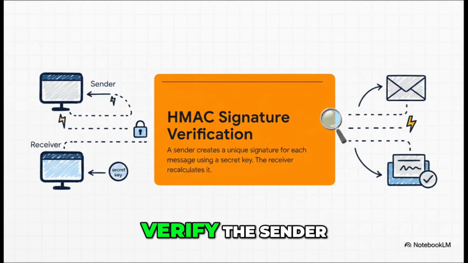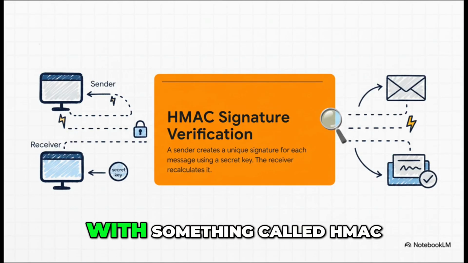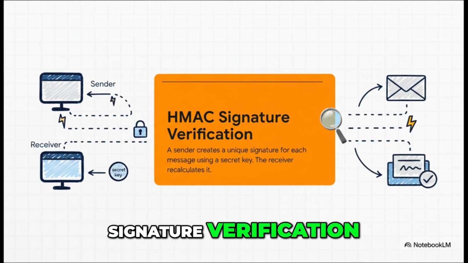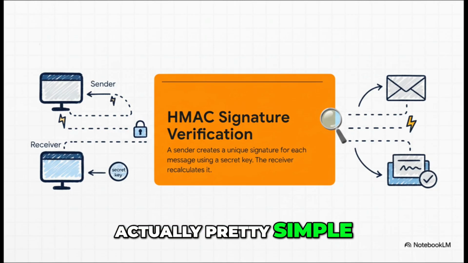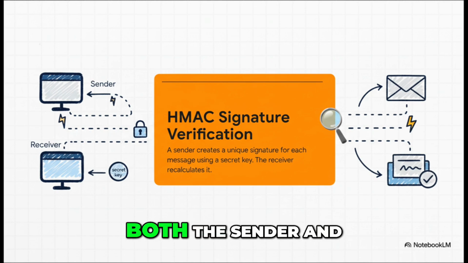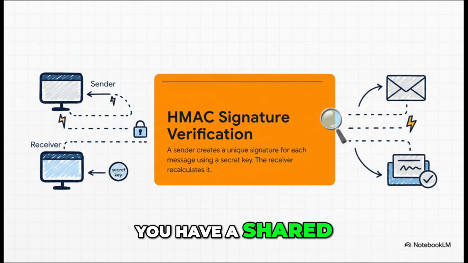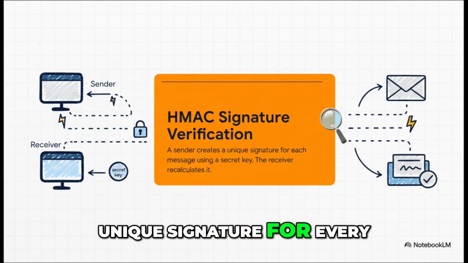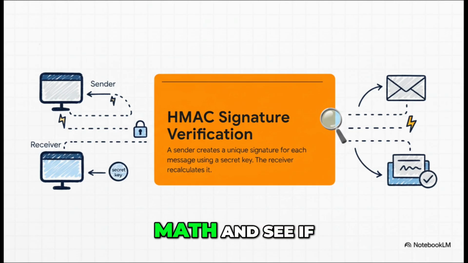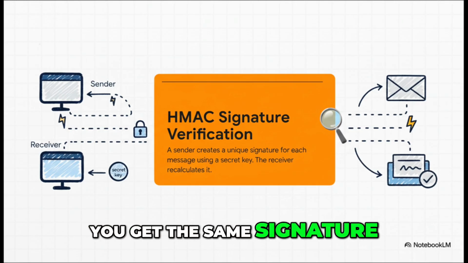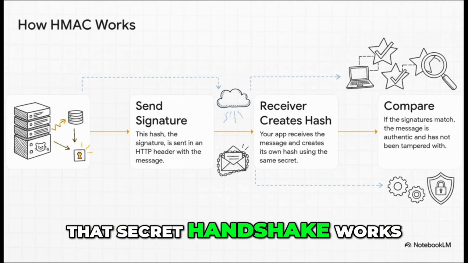So how do you verify the sender? The best way is with something called HMAC signature verification. I know, it sounds super technical, but the idea is actually pretty simple. Think of it like a secret handshake. Both the sender and you have a shared secret key. The sender uses that key to create a unique signature for every message it sends. Then you use your copy of the key to do the same math and see if you get the same signature.